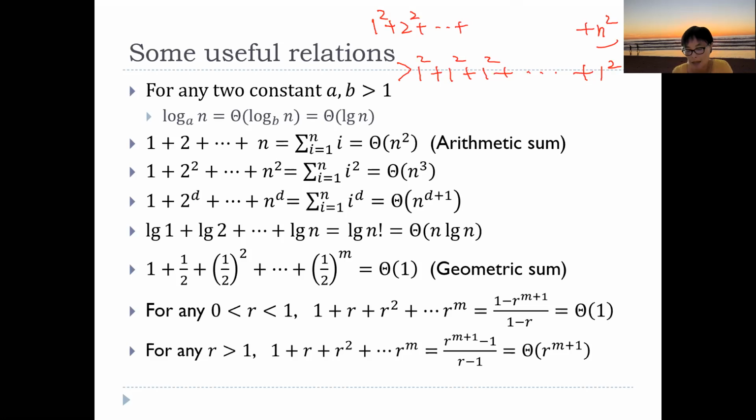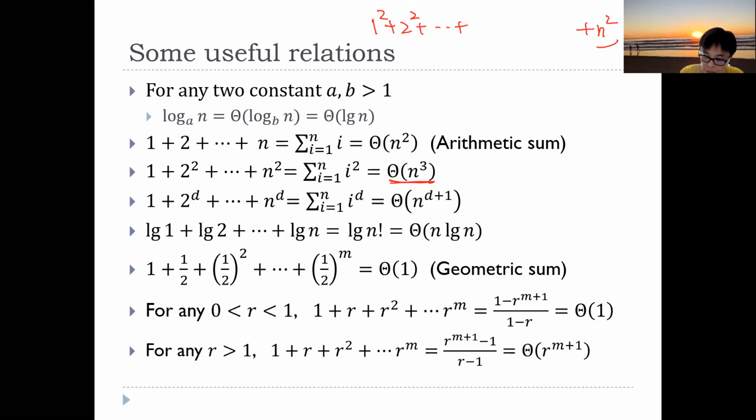This is correct. But since I have n terms, I would only get n squared, and we cannot prove the lower bound this way. So this is too loose because we throw away too much. So instead, the intuition is, can I somehow use a tighter way to bound from below?